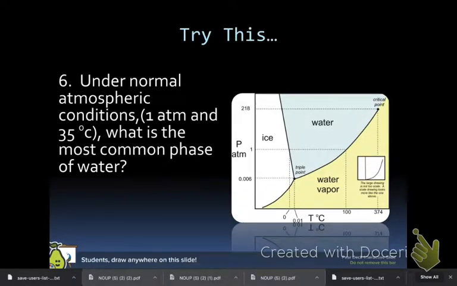So under normal atmospheric conditions, again, normal means 1 atmosphere, and in this case, about 35 degrees Celsius. What's the most common phase of water? You're going to have to take your lines. We said normal pressure and 35 degrees Celsius. Here's 50-ish, right in the middle between 0 and 100, so 35 would probably be around there. So draw your lines and find the most common phase of water at these atmospheric conditions.